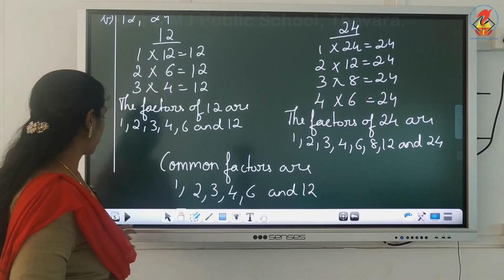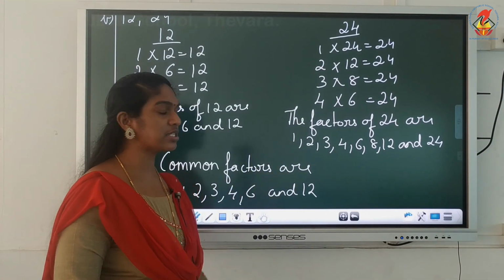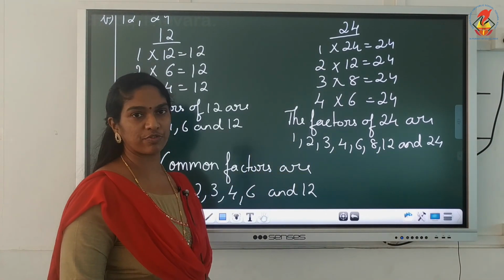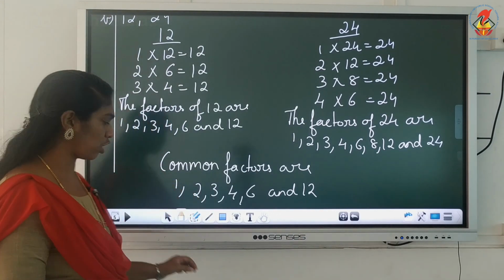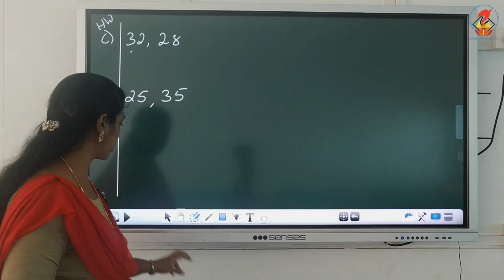Understood? So, this is how you find out common factors. First you find out the factors of both the numbers and then find out the common factors. This is one method of finding out common factors. I will give you 2 questions for homework. Question C 32 and 28 and question D 25 and 35. Do it as homework.